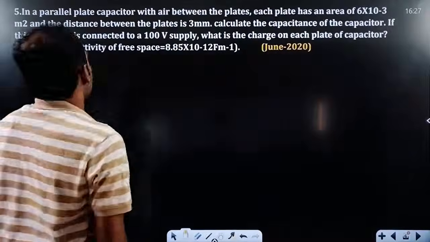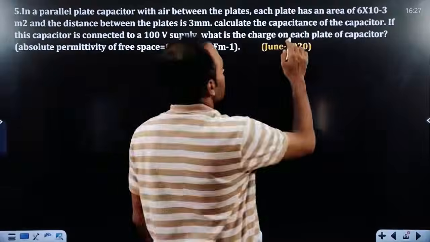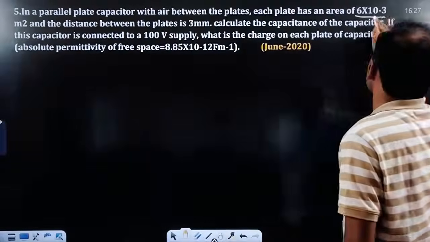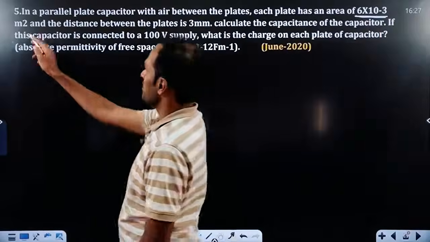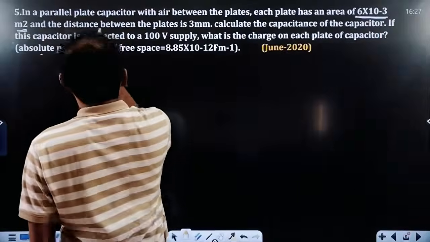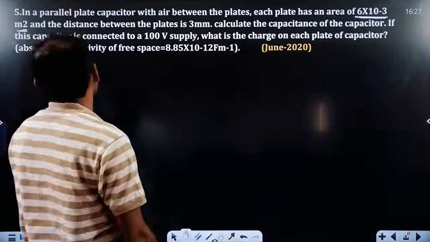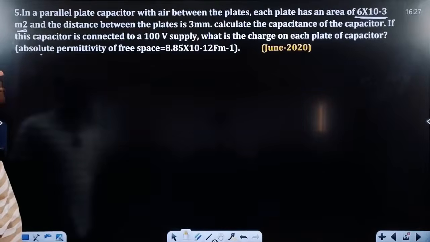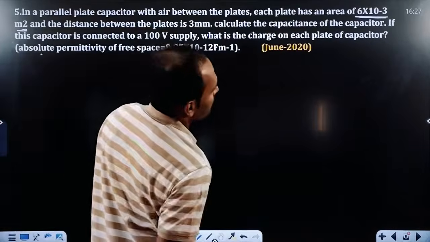So this is a parallel plate capacitor with air between the plates. Each plate has an area 6 into 10 raised to minus 3 meter square, and the distance between the plates is 3 millimeter. Calculate the capacitance of the capacitor. If this capacitor is connected to a 100 volt supply, what is the charge on each plate of the capacitor?